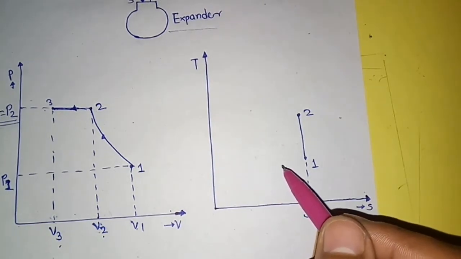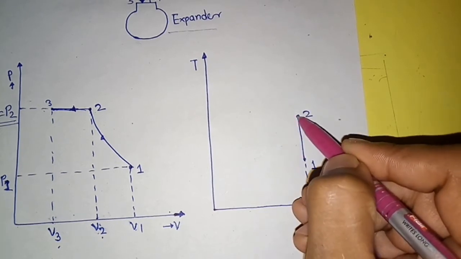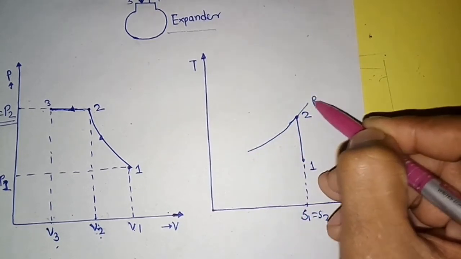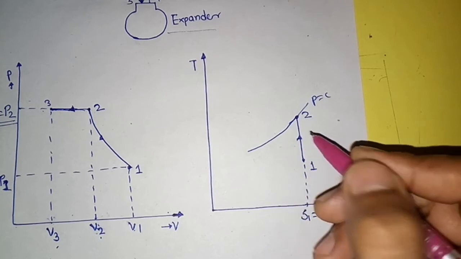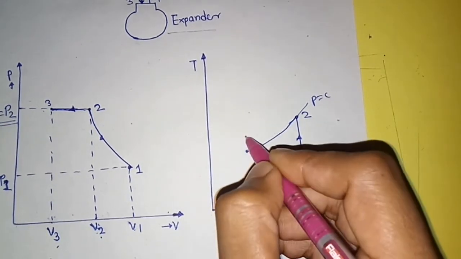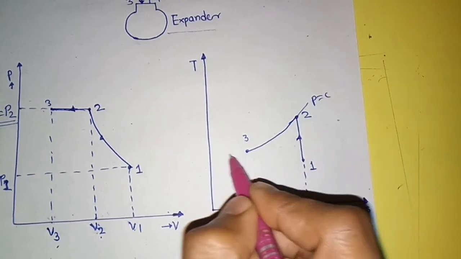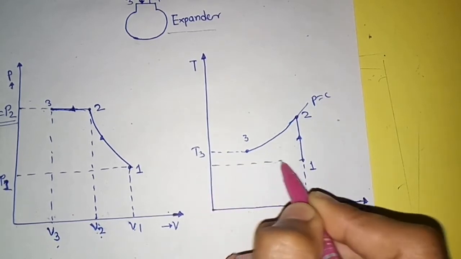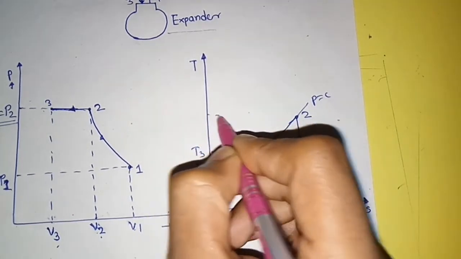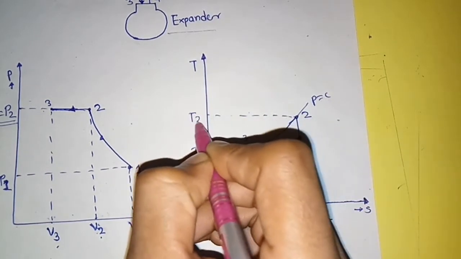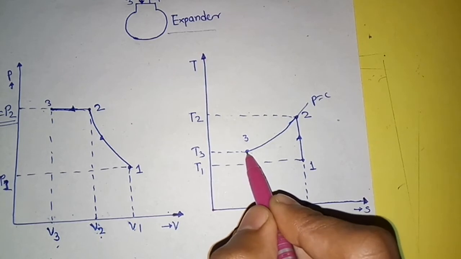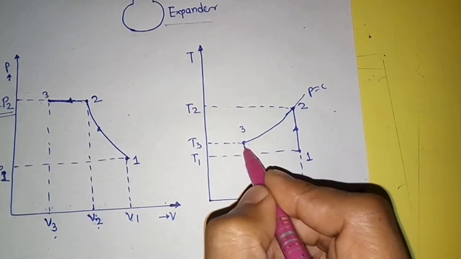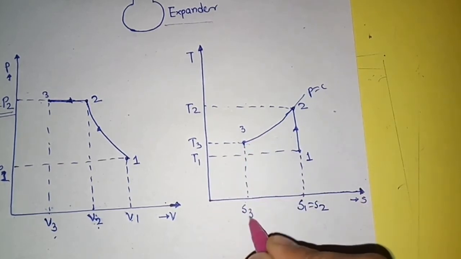Similarly, plot this process on the TS diagram. As the process is constant pressure, draw the constant pressure line from point 2 to point 3. This is the constant pressure line, P is equal to C. Up to point 3, the temperature of the air decreases. This is the temperature of point 3, T3. This is the temperature of point 1, T1. This is the temperature of point 2, which is T2. The entropy of this point is also reduced from S2 to S3. So the entropy of this point is S3.